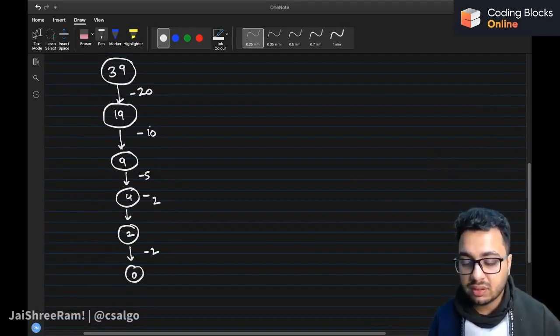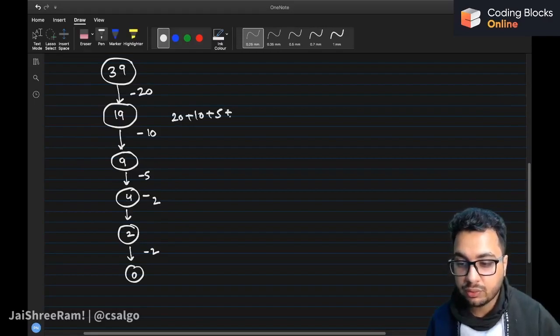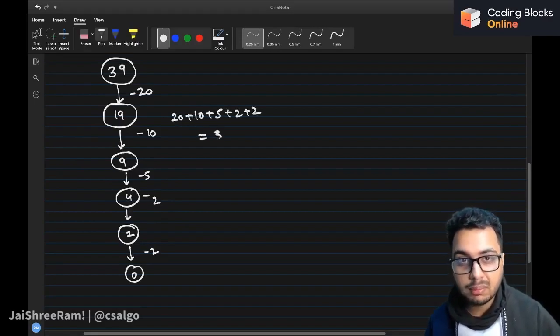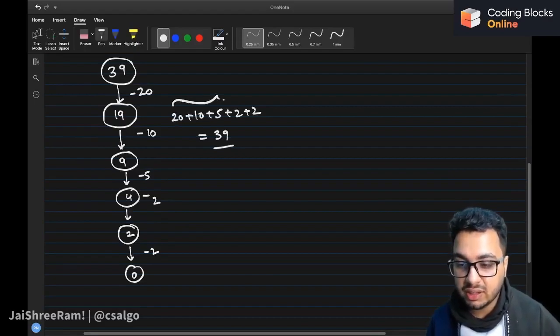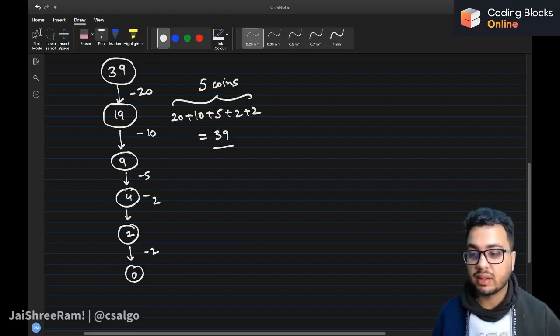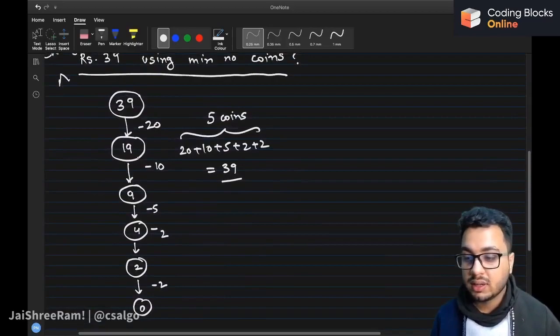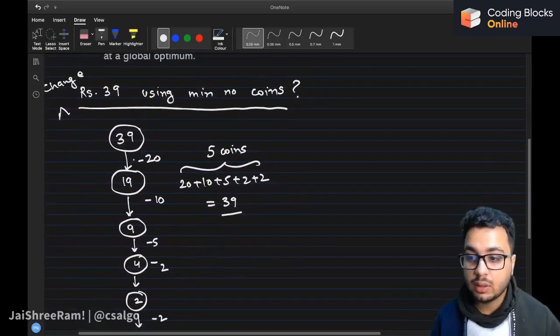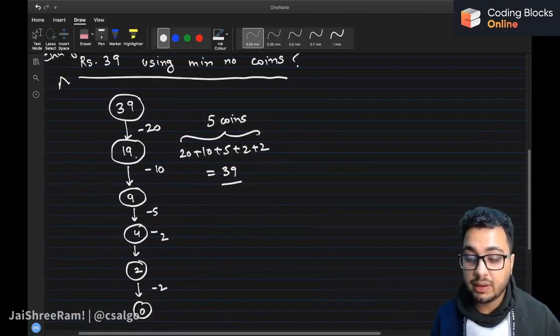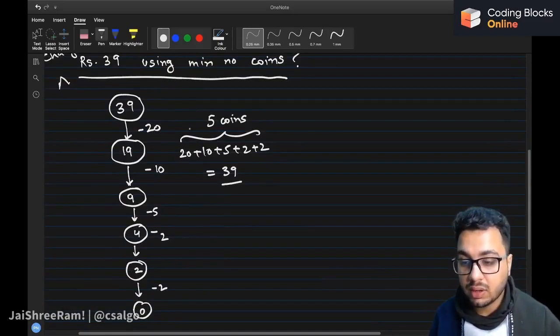So this is how we can make the change: 20 plus 10 plus 5 plus 2 plus 2. That is what makes 39, and effectively we need 5 coins. This is the greedy way of thinking. At each step we are picking one option that we see is the locally best option, and by doing it at every step we end up at a globally optimum answer. You cannot make change for rupees 39 in fewer than 5 coins.